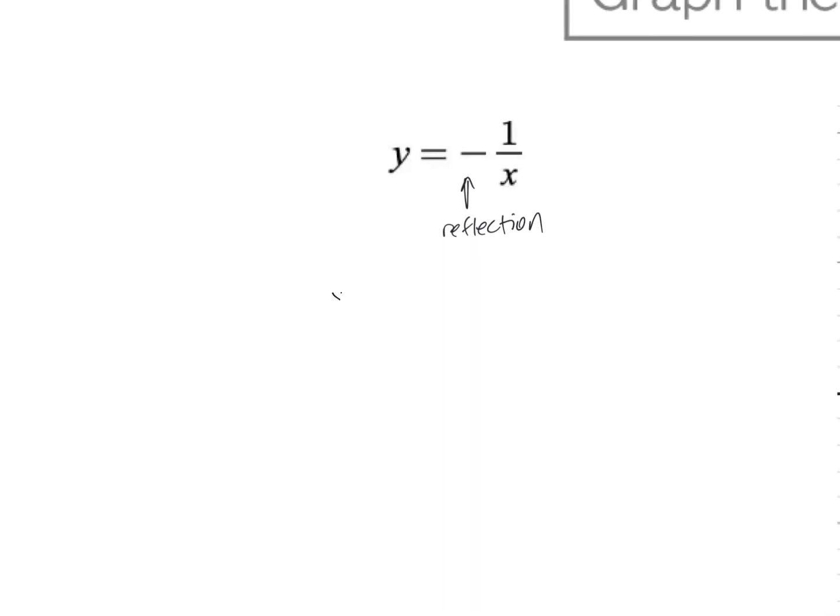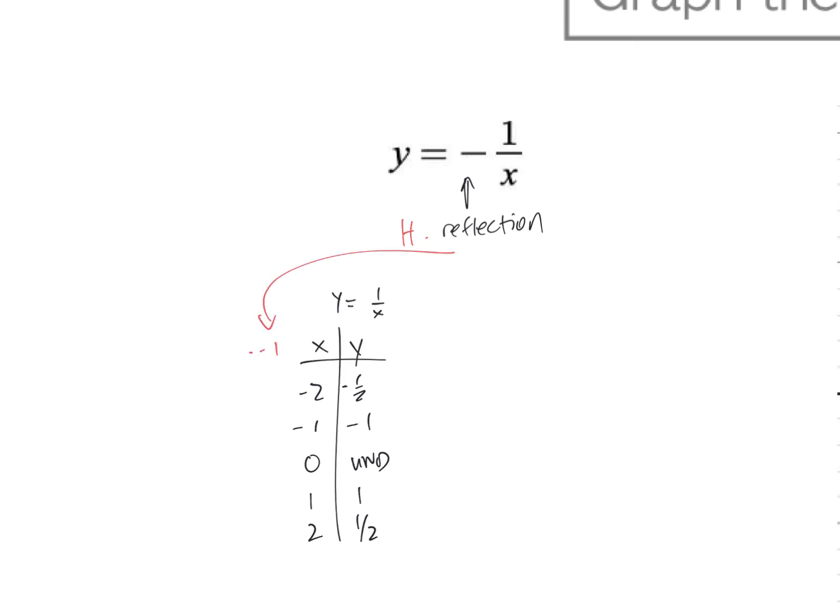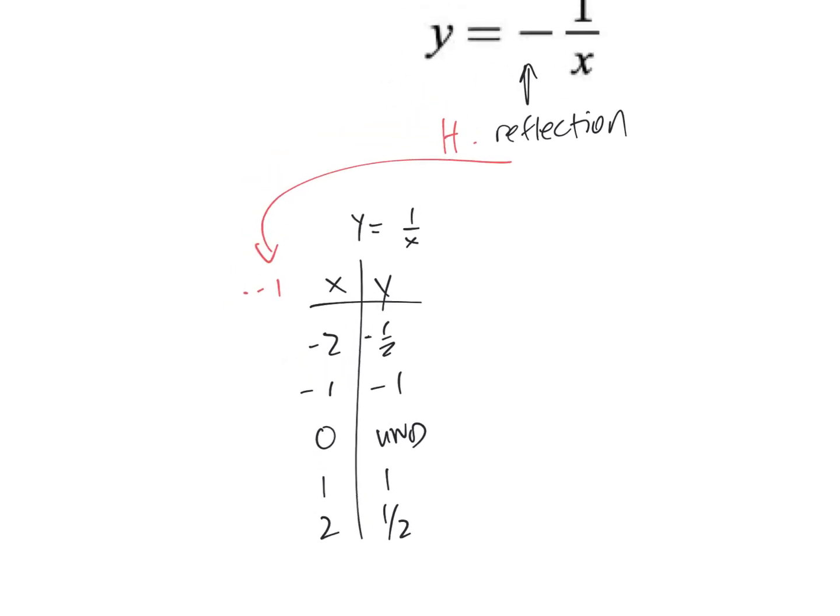So let's graph our parent function, y is equal to 1 over x. I'm going to table x comma y: negative 2 comma negative 1 half, negative 1 comma negative 1, 0 comma undefined, 1 comma 1, and 2 comma 1 half. For this one, we're going to treat it like it's a horizontal reflection. So we're going to be multiplying all of these x coordinates by negative 1, and then we're going to graph it.